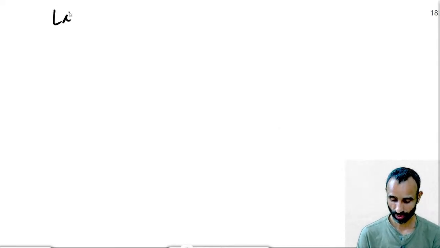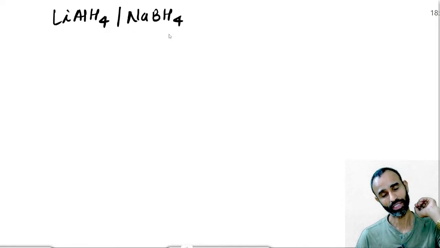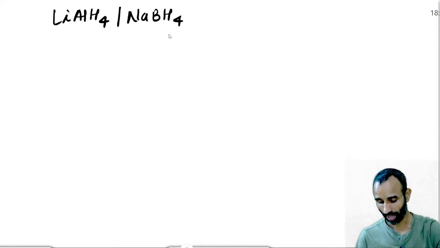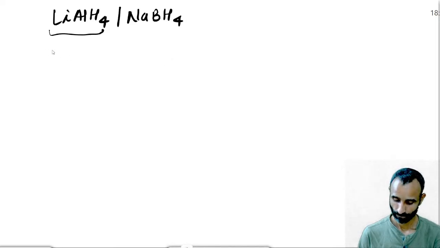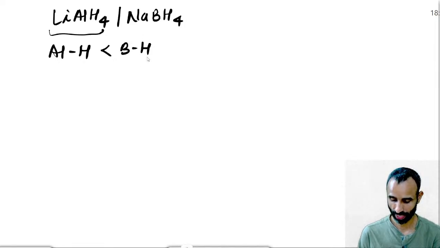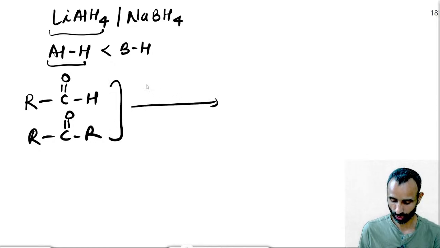Now reduction with lithium aluminum hydride and sodium borohydride. Tell me, out of these two, which one is the stronger reducing agent and why? LiAlH4. Why is it so? Because of the bond of aluminum and hydrogen. Yes, the Al-H bond is weaker than the B-H bond, so it gives hydride ion easily. So if we have aldehyde or ketone, we can use any one of them.